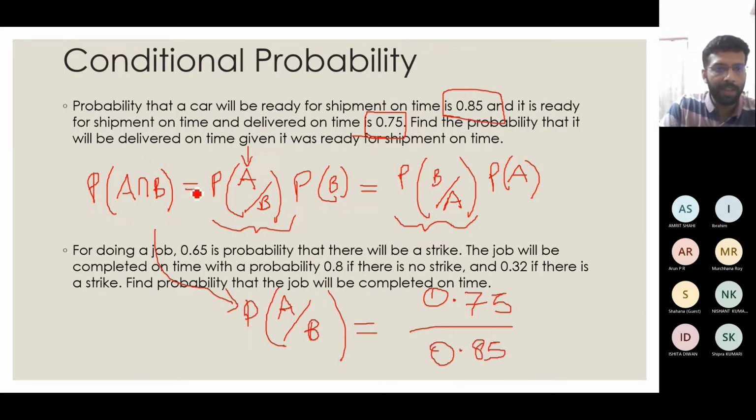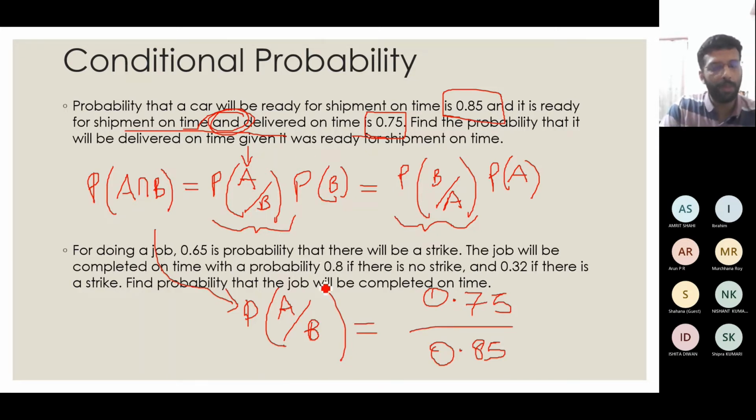This way, the probability of A given B comes from the conditional probability equation: probability of A intersection B divided by probability of B. The probability of A intersection B is given here as 0.75. It is ready for shipment on time and delivered on time, and that will be my intersection case. The probability that it was ready for shipment on time was 0.85.